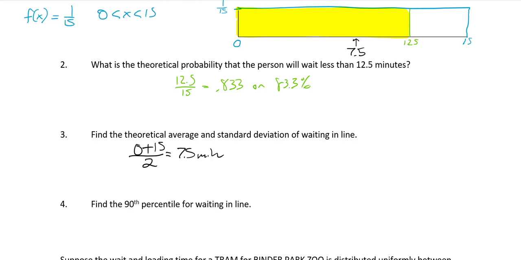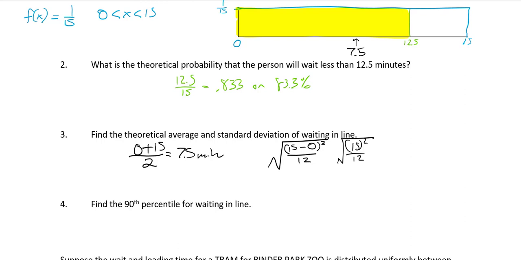But let's do the standard deviation, which is a little bit more complicated of a formula. First of all, inside the square root, you've got the high number of your x-axis minus your low number of your x-axis, that touches your rectangle, squared, divided by 12. Okay, so now we just have to use order of operations to do this correctly. Inside the parentheses, we have 15 minus 0, so we'll do that first, and then we will square it, divide it by 12. Then we lastly take the square root.